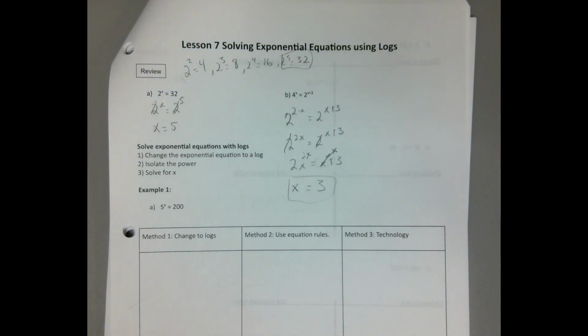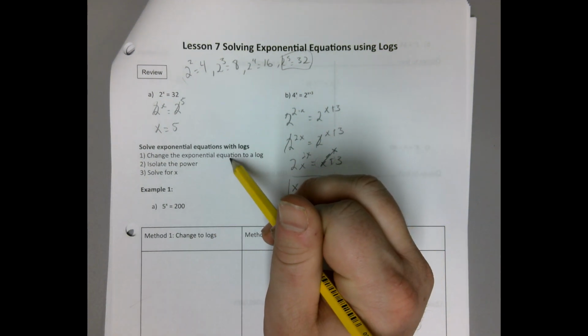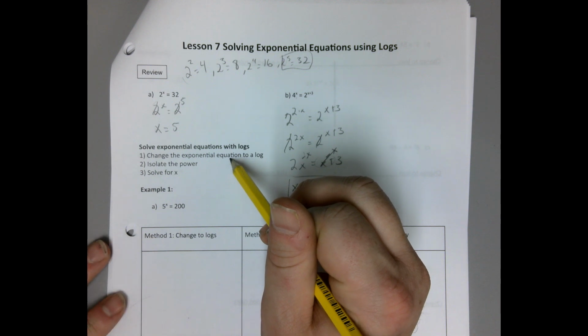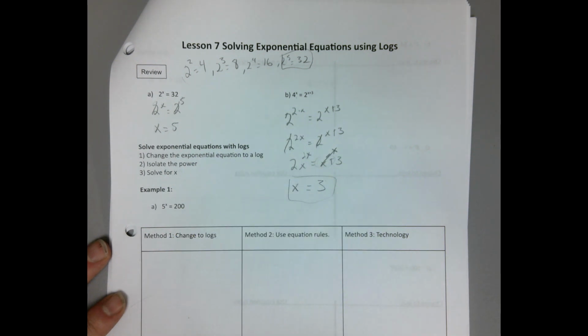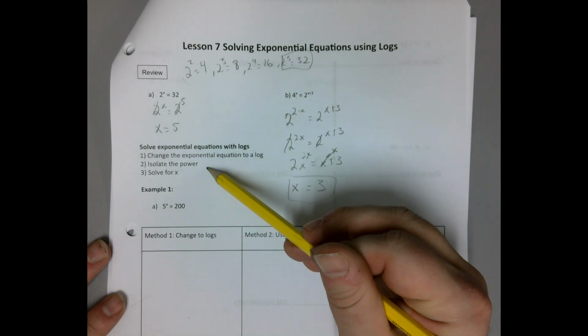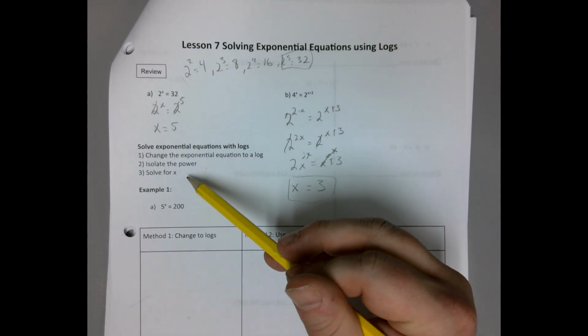Another way is that we can use logs. The way that we do that is, first, we're going to change our exponential equation into a log. We then want to isolate the power and then solve for x.